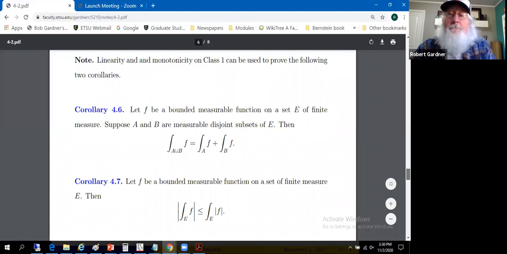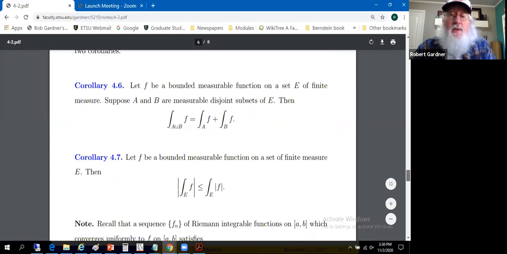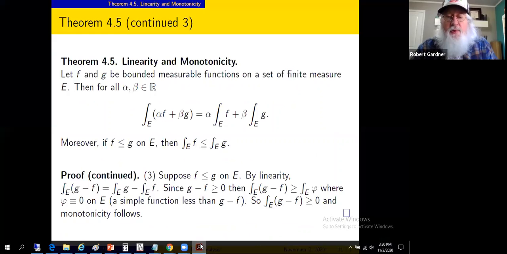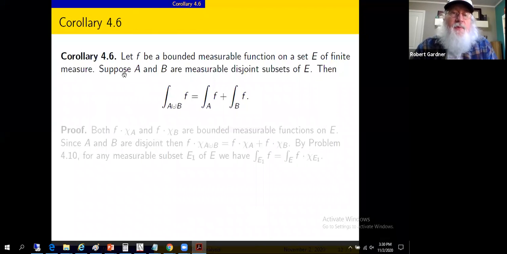Okay, we can use the linearity and monotonicity to prove a couple of quick things here. Let's just go straight to the proofs for the statements of these. Corollary 4.6 says let f be a bounded measurable function on a set of finite measure. Of course, it's got to be what I've called a class 1 function.